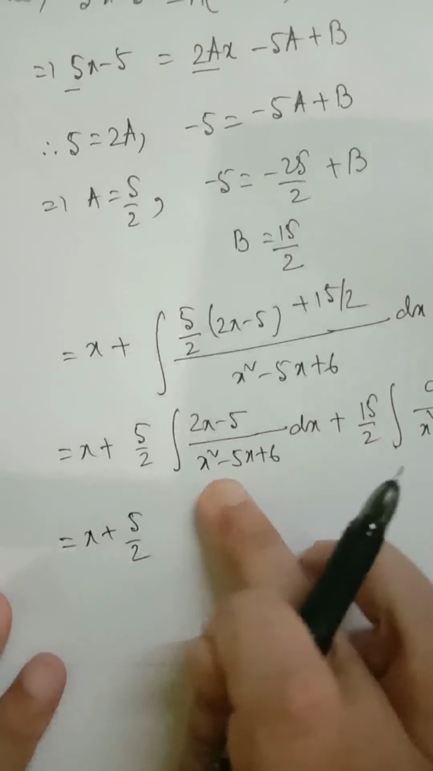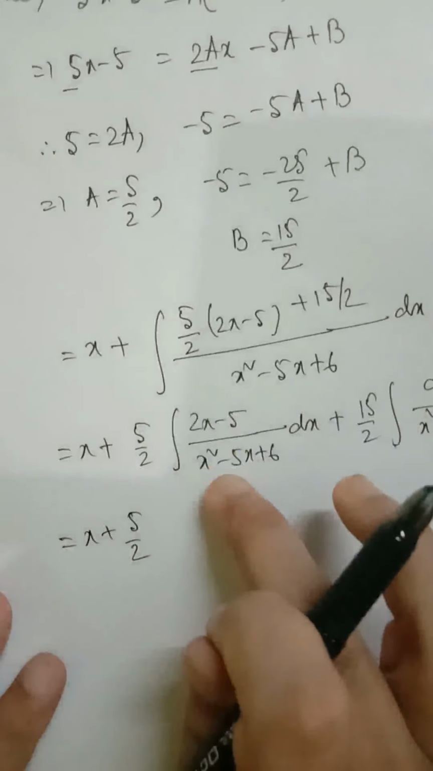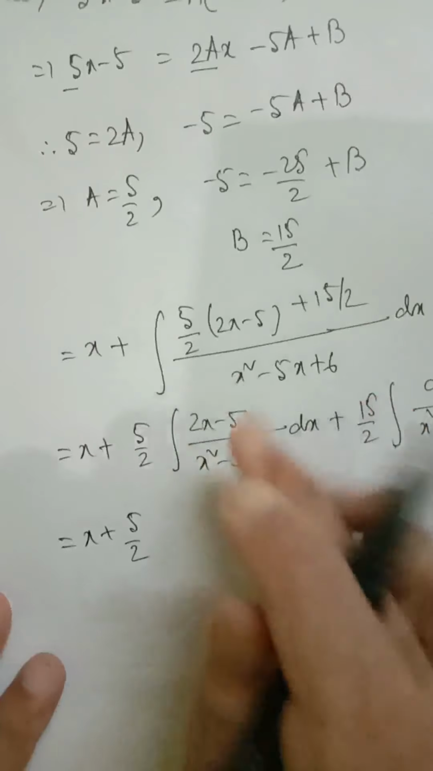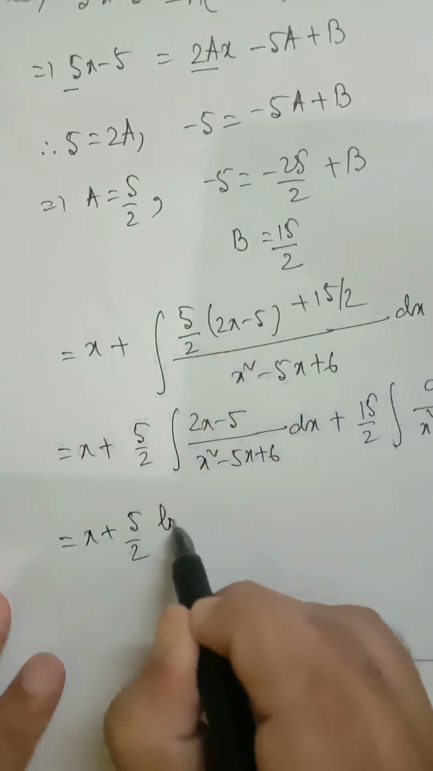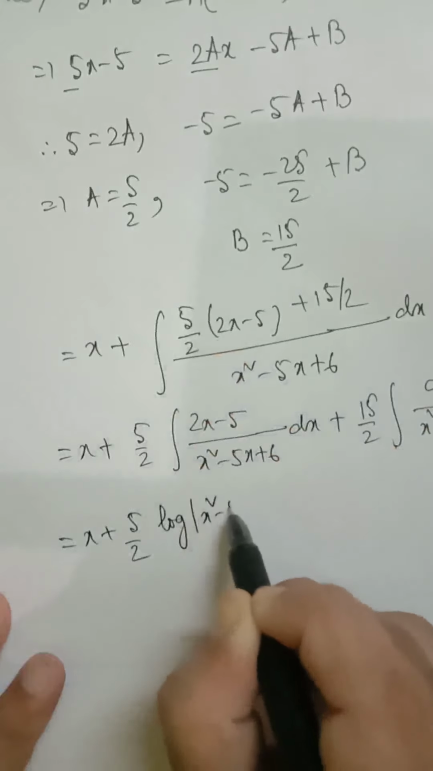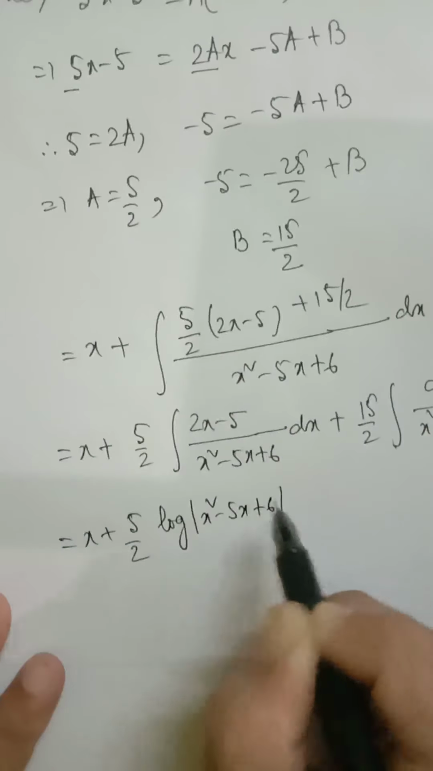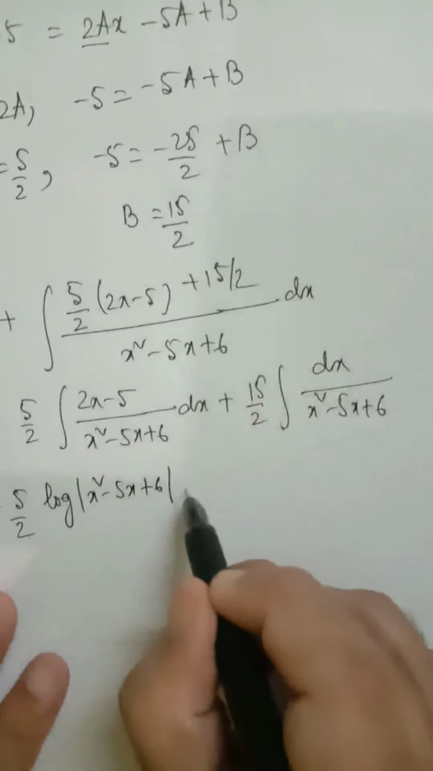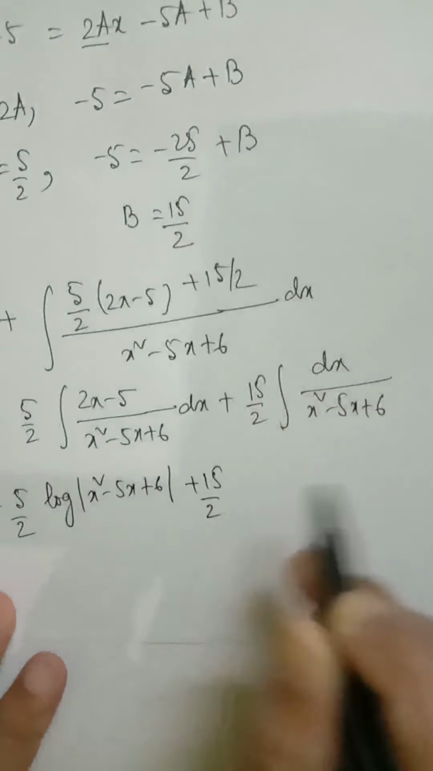Now this integral is of the form f dash x by fx. Derivative of this is here in numerator. So f dash x by fx is log fx. So log of x square minus 5x plus 6. So integration of these two parts is over. And now we have to integrate this. For that we will express this in whole square form.